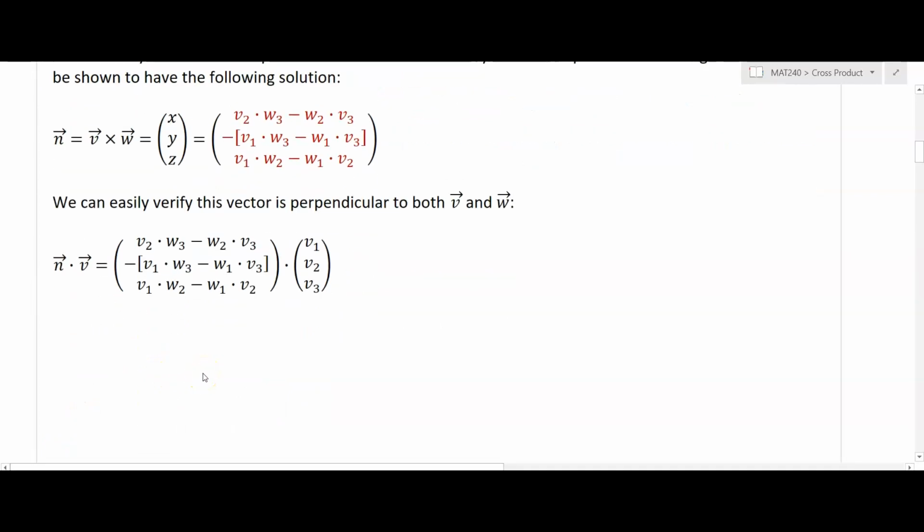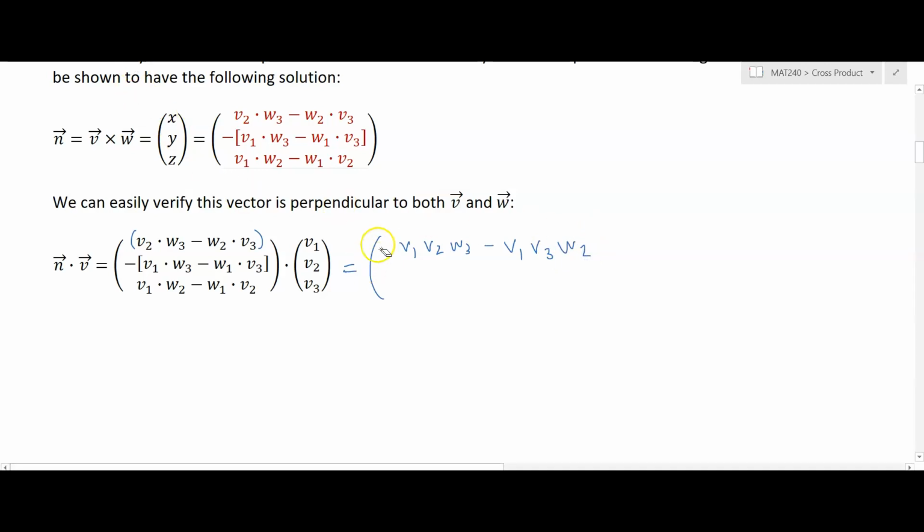To better believe that this is the result, we just need to verify the claim that this vector is perpendicular to both v and w. So if we find the dot product, we should get 0 when we multiply this out. In the top, when we conduct the dot product, it's going to be v1 multiplied by this entire quantity, so that'll get distributed in, and we'll have v1 v2 w3, and then minus v1 w2 v3, and I'll just list the v's first, v1 v3 w2.